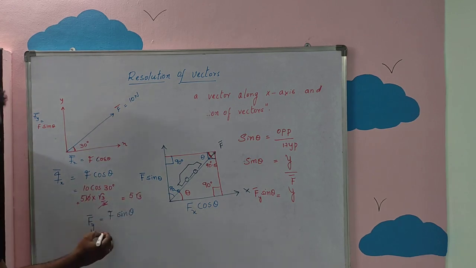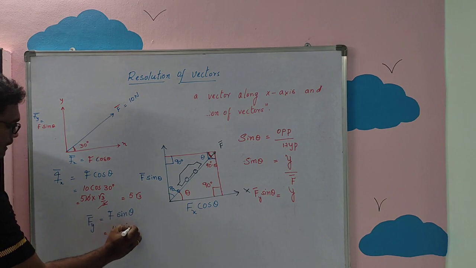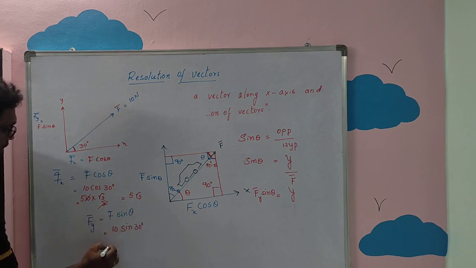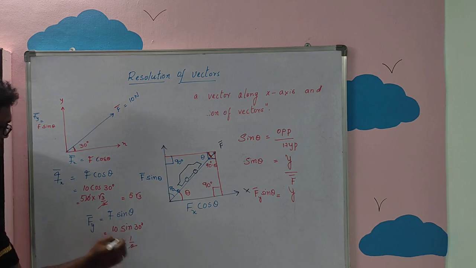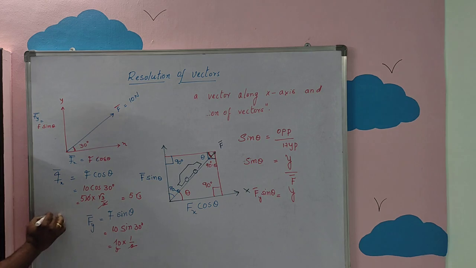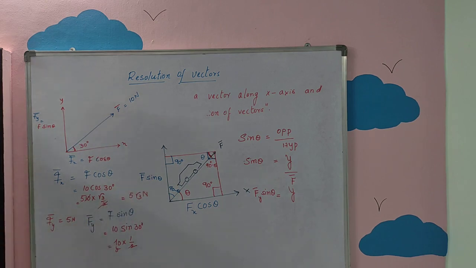In the same way, along the y axis, what is the force vector component? F sin theta. So, the force value is again 10 newtons into sin 30 degrees. What is sin 30 degrees? It is equal to 1 by 2. So, 2 ones are 2, 2 fives are 10. So, what is the force component we got along the y axis? That is 5 newtons. And along the x axis it is 5 root 3 newtons. In this way, we can have an example of resolution of vectors: what is the component of a main vector along the x axis and along the y axis? Thank you.